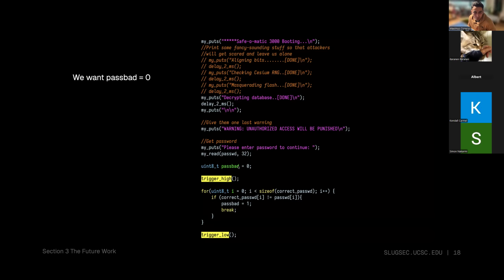What we want is for pass bad to be 0 after it goes through this for loop, which will compare the correct password to the password that we have sent here in the myRead function. If our password is incorrect, pass bad will be 1, and the rest of the code will handle our incorrect password accordingly.